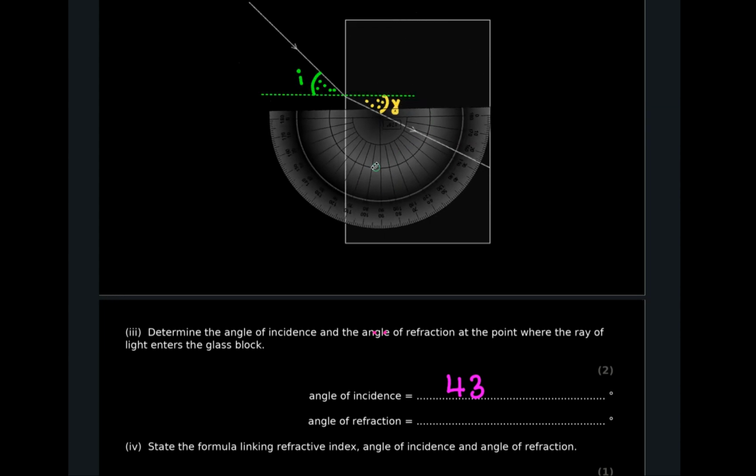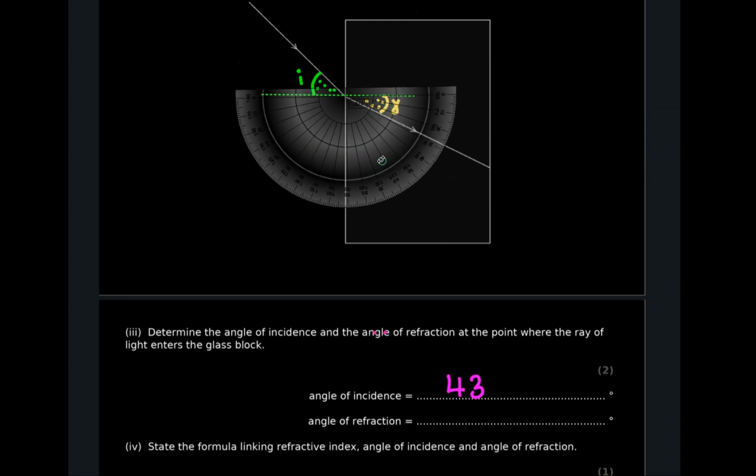So we need also to measure the angle of refraction. We shall shift it and adjust our protractor like that, and try to measure the angle formed here. Let's check that angle. What is it? That angle is 25 degrees. It is the angle formed between the ray and the normal that is drawn there.